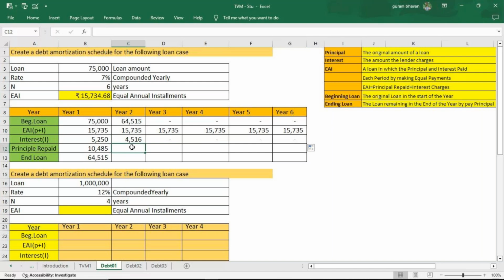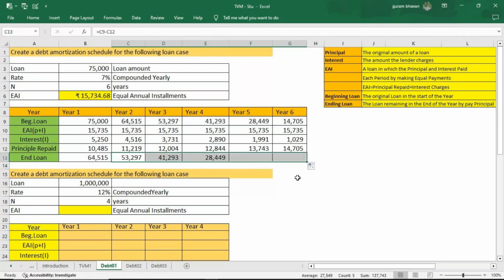Okay, principal repaid EAI minus interest. So I will drag this one also. Then end loan equals beginning loan minus principal repaid. Enter. Now I'll come here and drag it. See, at the end I should get the value as 0. That means by the end of the 6th year my loan is clear. Got it? So I wanted you people to try this out.